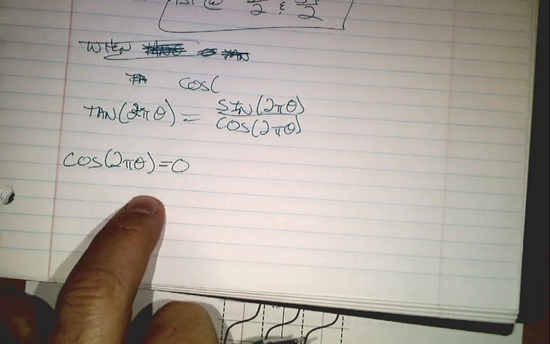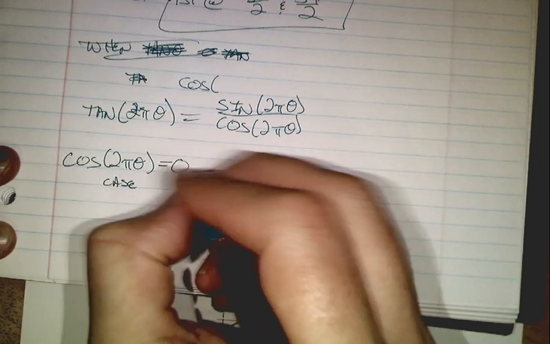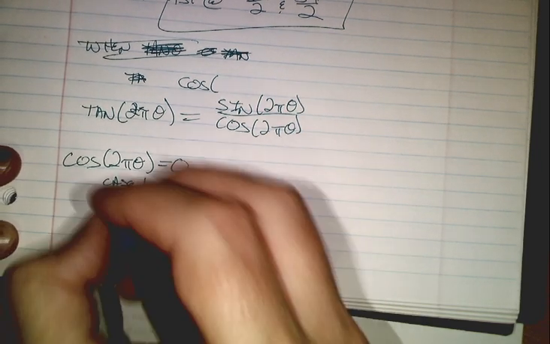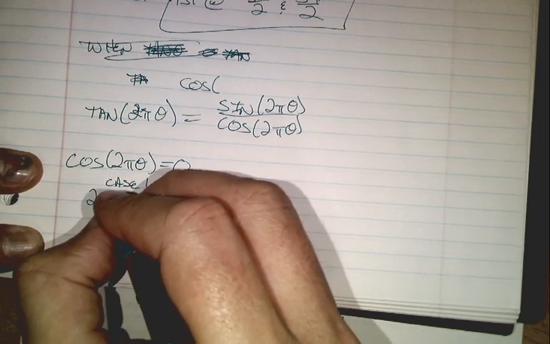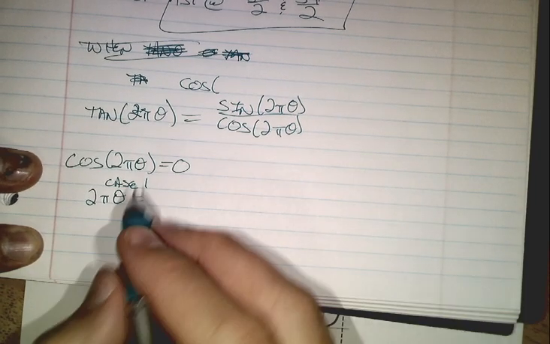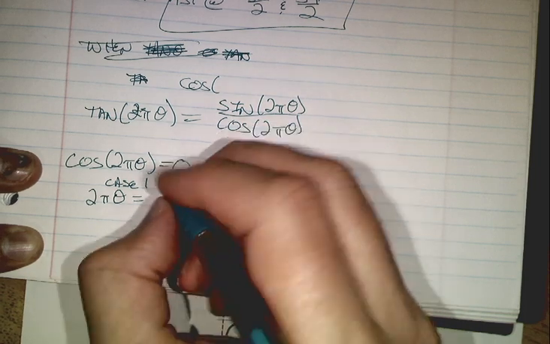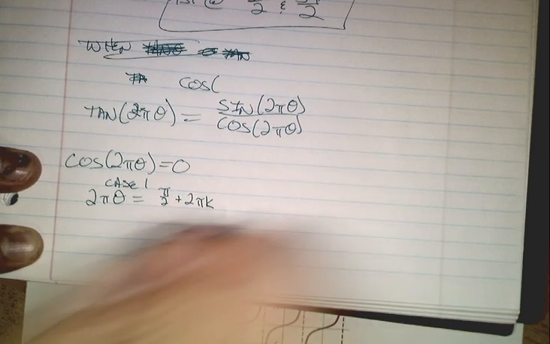So if I take inverse cosine of both sides, I will have case 1, where 2 pi theta is equal to, well, cosine is equal to 0 at pi over 2 plus 2 pi k.